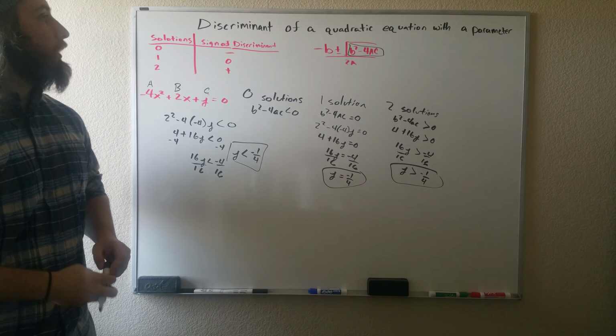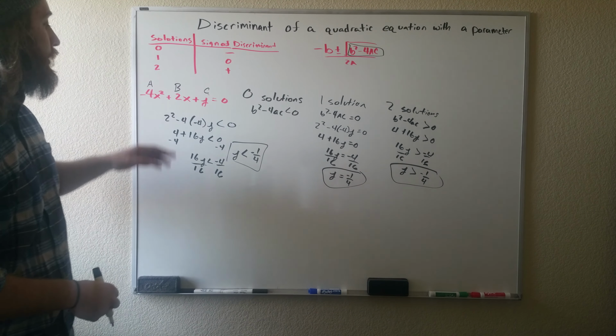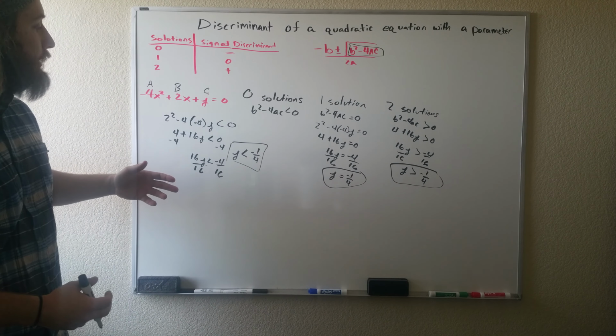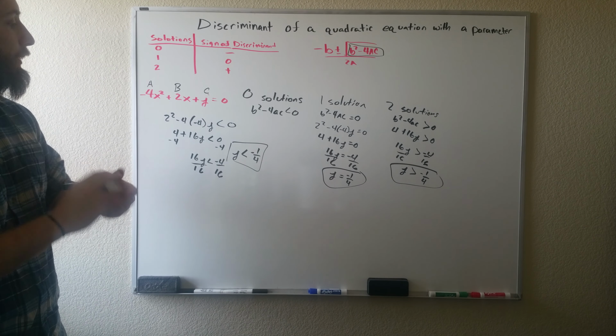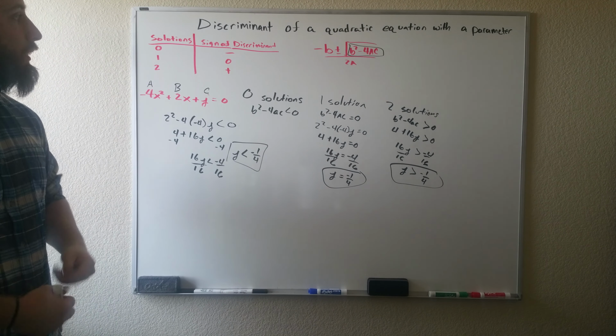The only thing you're going to want to watch out for in these problems is when you're dividing by a negative. That's a common mistake. Just make sure you flip the inequality sign when that happens.